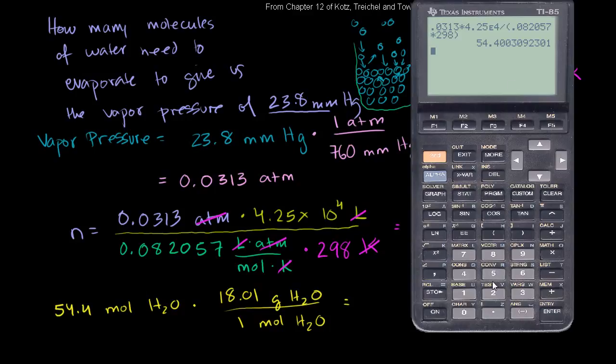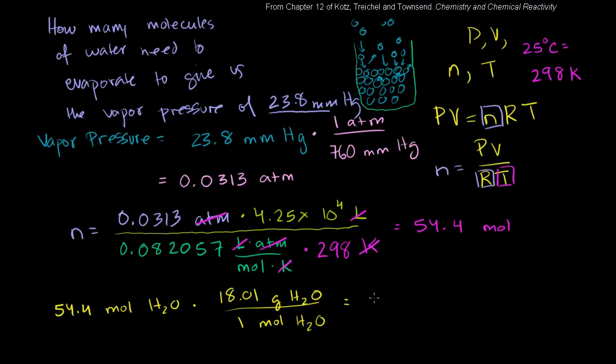So let's get the calculator out. So we have 54.4 times 18.01 is equal to 970. Well, we only have 3 significant digits, so if you round this 0.7, it becomes 980. So this is 980 grams of H2O needs to evaporate for us to get to our equilibrium pressure, to our vapor pressure. So let's figure out how many milliliters of water this is.